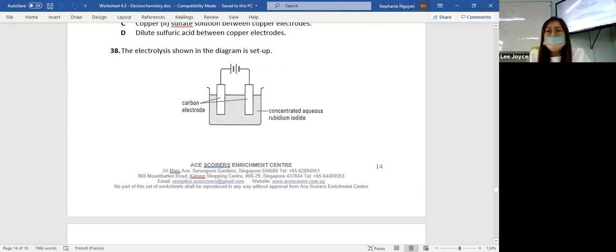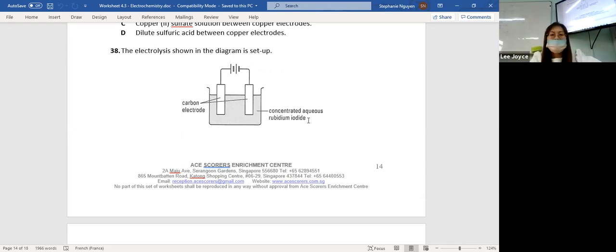So do you think the rubidium ions can be discharged? Obviously not. Sodium can't be discharged, so rubidium, which is more reactive, can't be either. So the cation that will be discharged will be the H+ ion. Alright, so what about the anion? Because this is a concentrated solution, you should expect the iodide ions to be discharged, just like in the concentrated chloride solution, where the chloride ions are discharged.